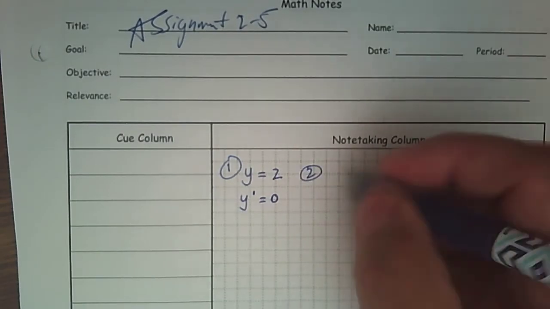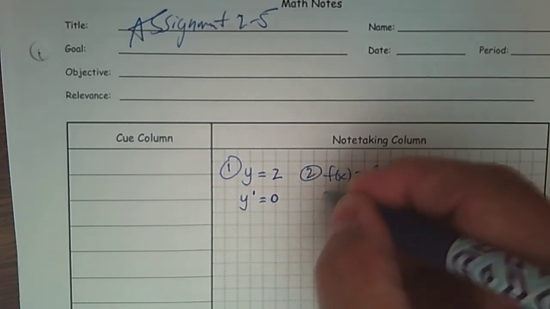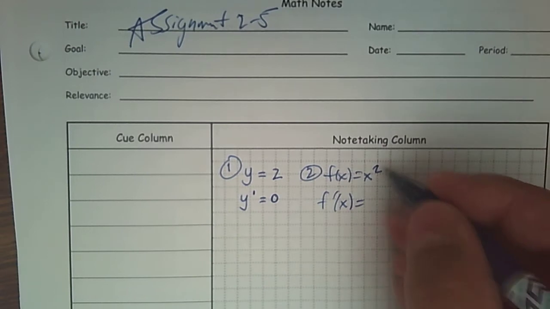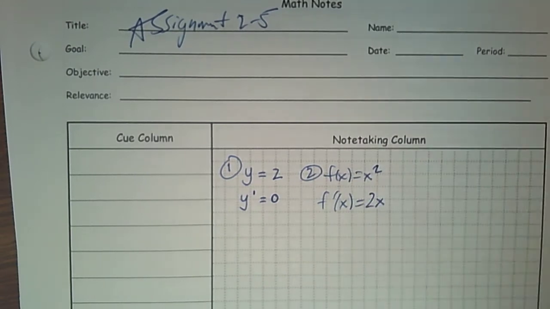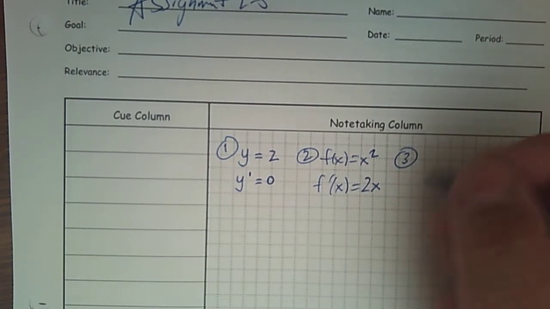2, f of x equals x squared. What's the derivative using shortcuts? That's the power rule. So 2 times 1 in front, subtract 1 from the exponent, and there it is, 2x. All right, we're just going to keep practicing that way.